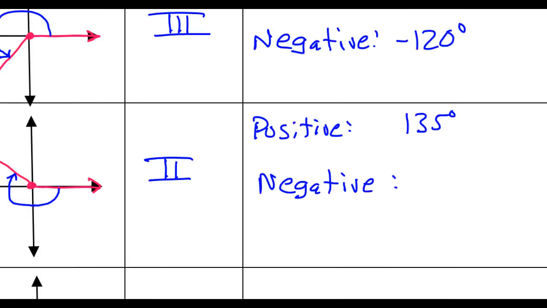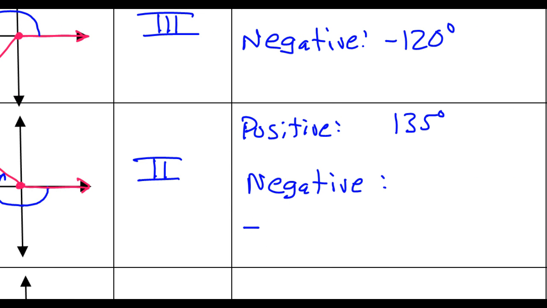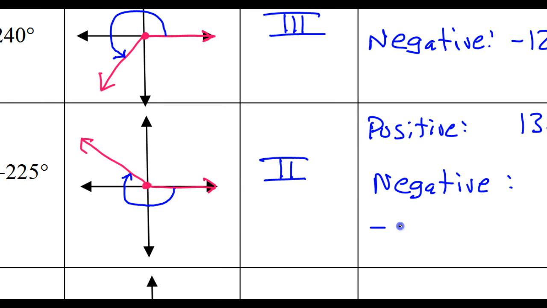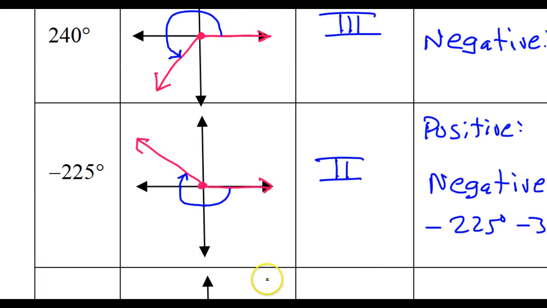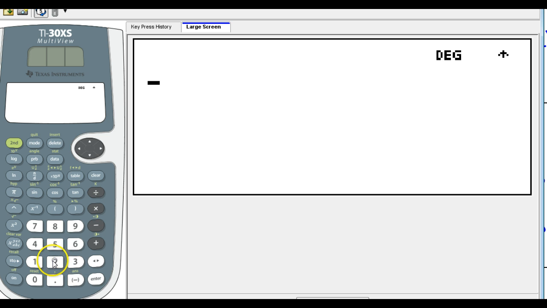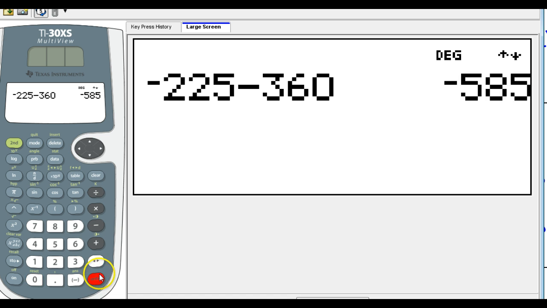Alright, if I want a negative coterminal angle, I can just take my already negative angle, negative 225 degrees, and subtract 360. That'll give me an even more negative coterminal angle, because subtracting 360 is just like going another 360 degrees in the negative direction, but that will put me back to where I started from. So negative 225 minus 360. Okay, negative 585.